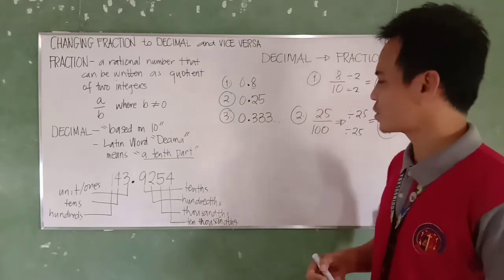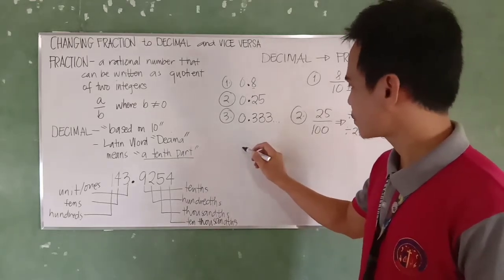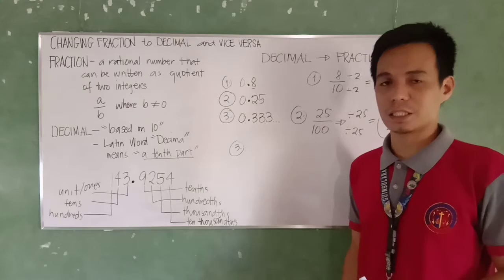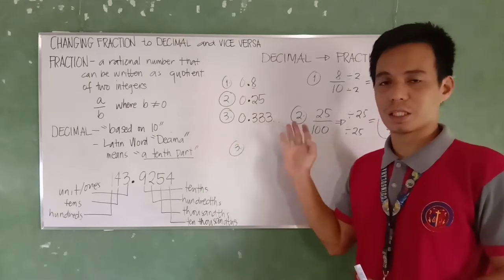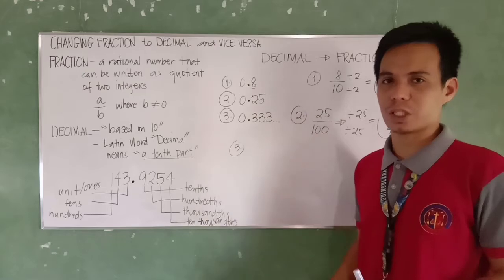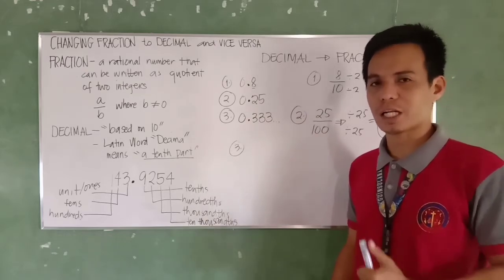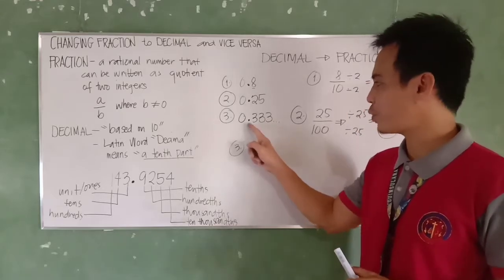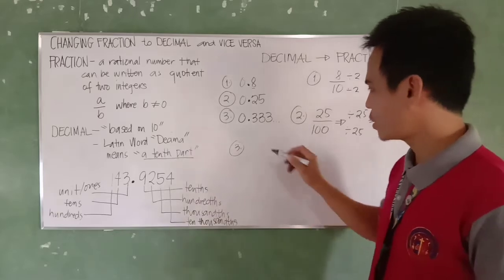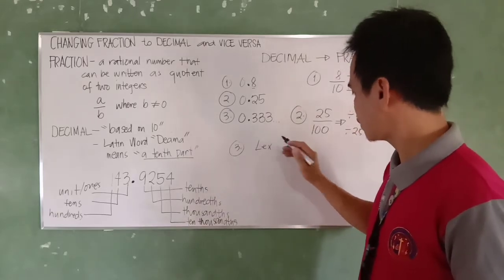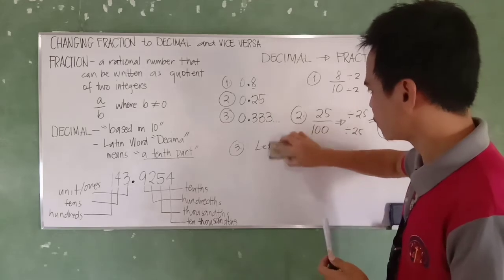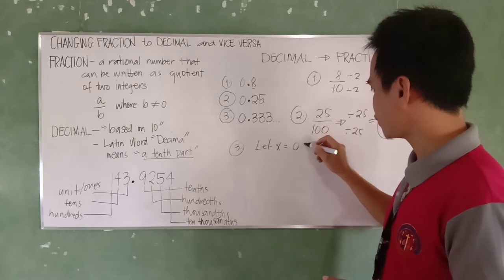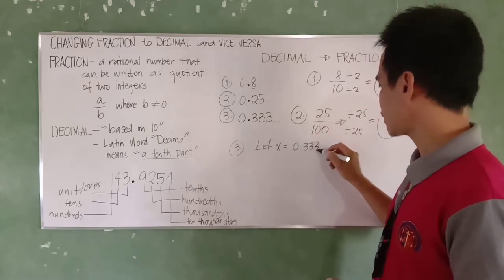Let's try example number 3. So kung titignan natin, guys, yung number natin is repeating, non-terminating. So umuulit pero hindi siya tumitigil. Anong gagawin natin dyan para maging fraction? So unang gagawin natin is let your point or decimal number be x. So therefore, let x is equal to 0.333.